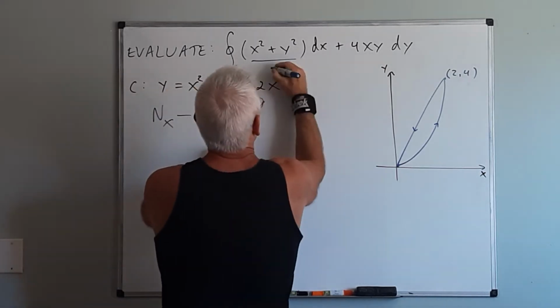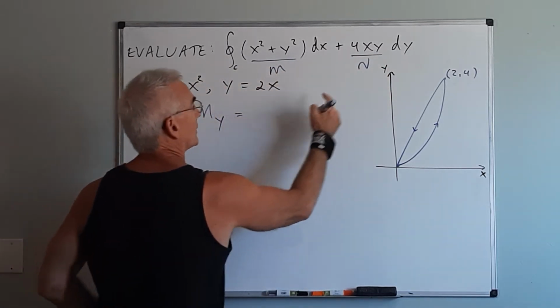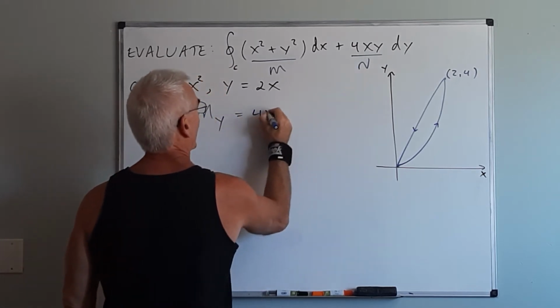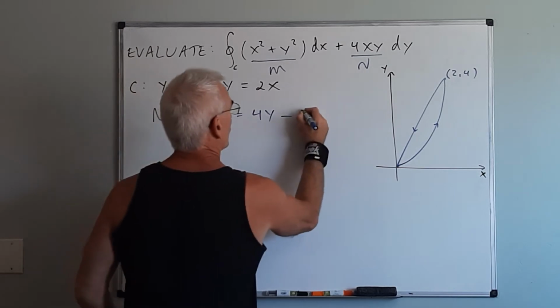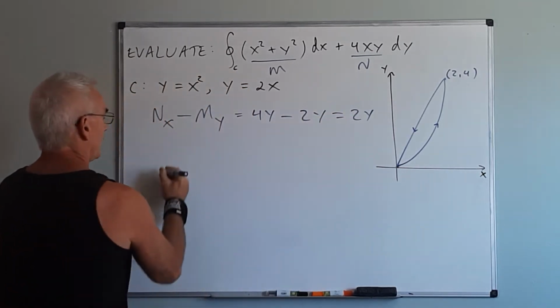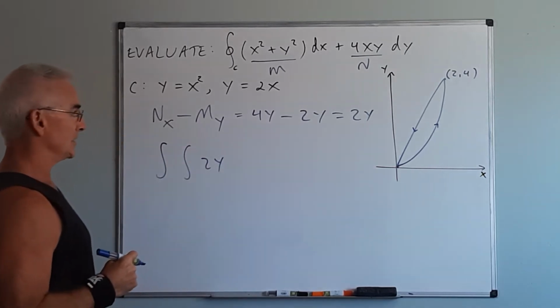So if this is M and this is N, then what I'm looking for is the partial of N with respect to x, which would be 4y. The partial of M with respect to y would be 2y, and that's simply 2y. So I'm going to do the double integral of 2y, either dy dx or dx dy.